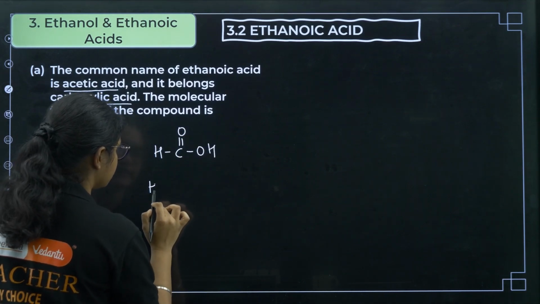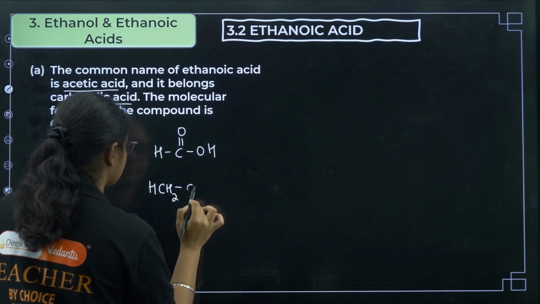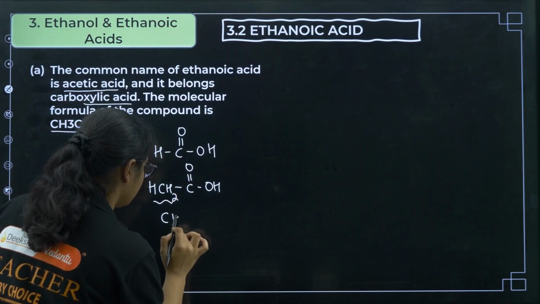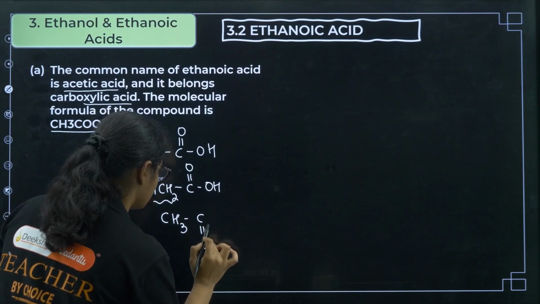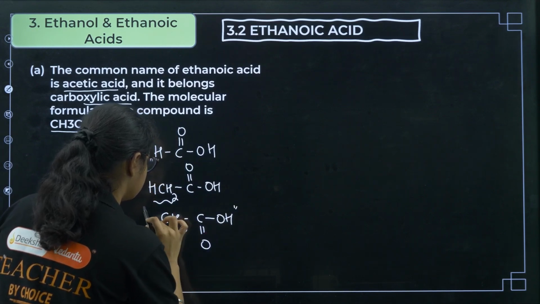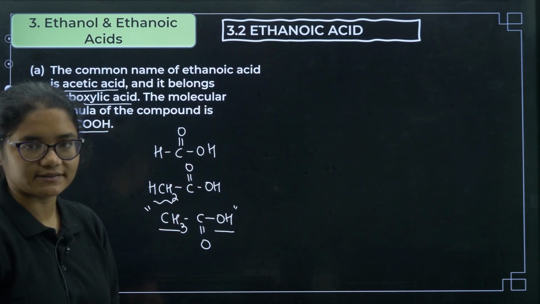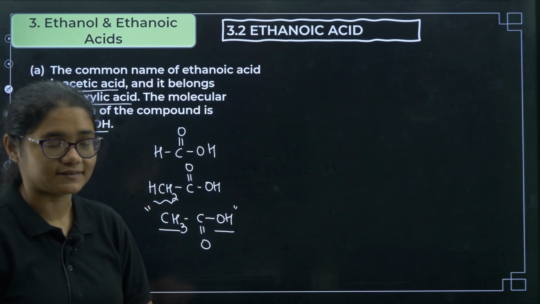Now I'll add a CH2 group here. So what will I get here? CH3. So this is what? This is your ethanoic acid. It is also called acetic acid.